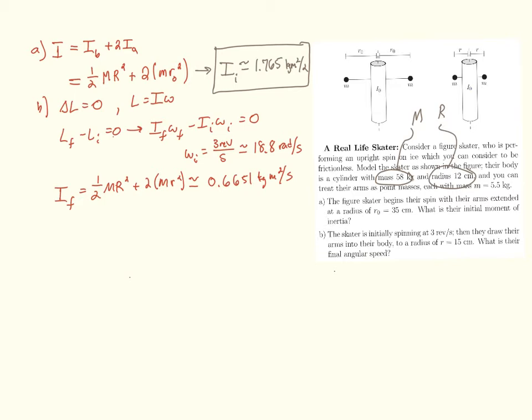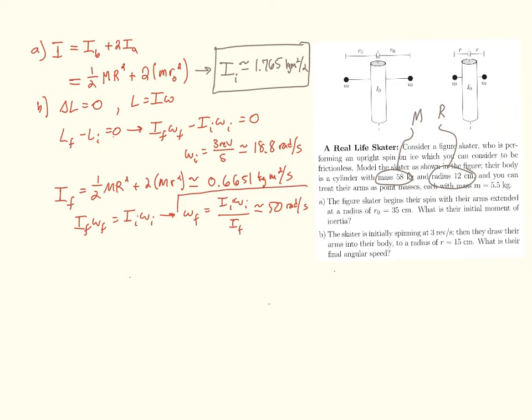So now I know everything in my conservation of angular momentum formula but omega_f, and so I can solve for omega_f. Just taking this formula and rewriting it, I get I_f omega_f is I_i omega_i. Divided by I_f, I get omega_f is I_i omega_i over I_f. If I plug in the numbers for this, I get 50 radians per second.